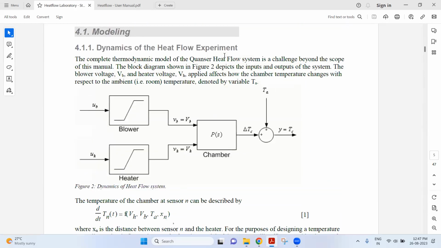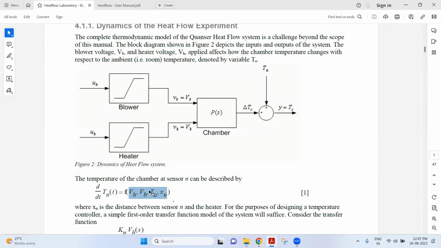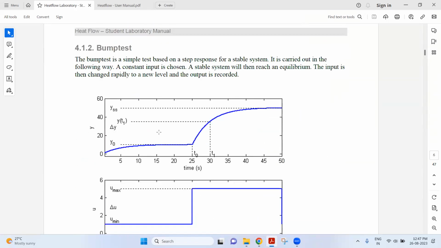Now you see this model. I hope you understood how this differentiation came here. Can you tell me what things we referred to here? VH is the voltage for the heater, VB is for the blowers, and TA is the ambient temperature, right? Yes. Then we have a graph.